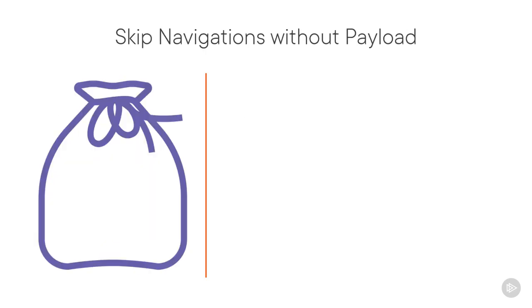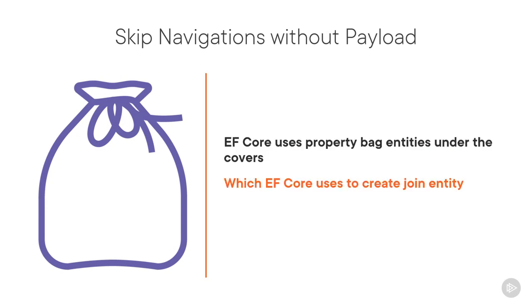So before we get started with the demo, let's just quickly discuss how the current implementation we have works behind the scenes. The implementation that we have right now is called a skip navigation without payload. And as you may remember, EF Core implements such skip navigations for us by using property bag entities, which are a special type of entity which only contains indexer properties. These entities are used by EF Core to create the join entity which is mapped to the join table needed to implement the many-to-many relationship on the database.